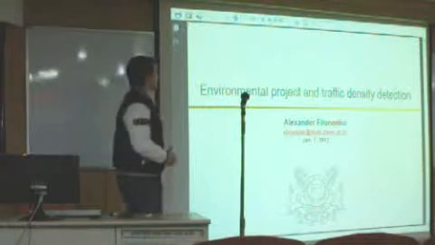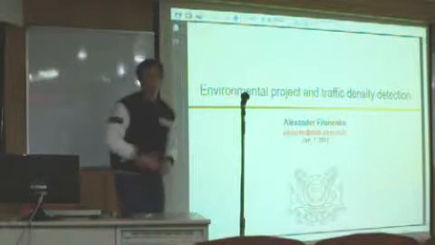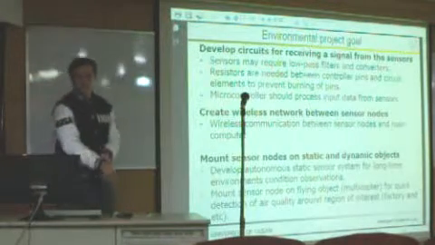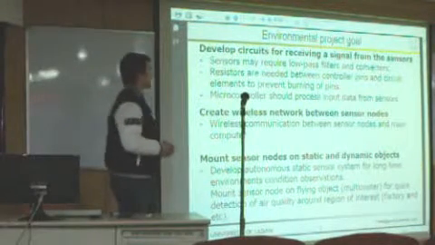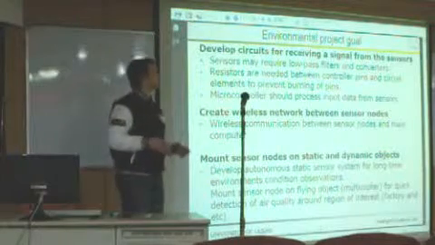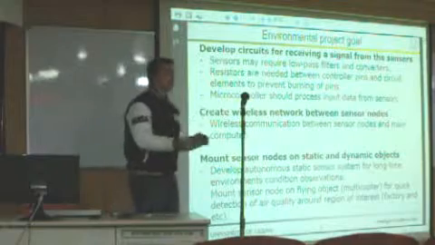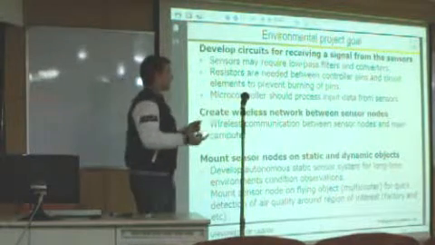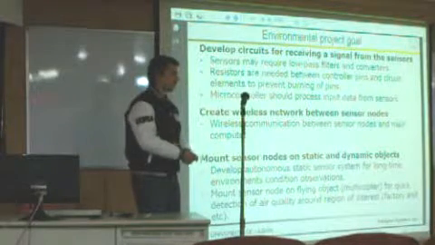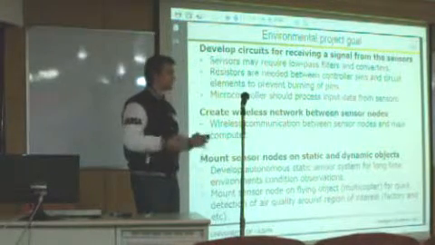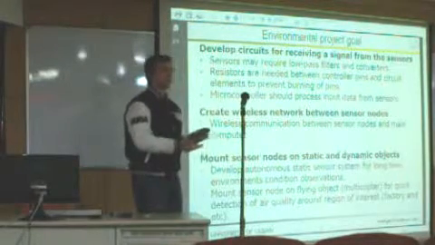Today I'll tell you about the environmental project and, second, research strategies for detection. First is the environmental project. Many goals develop circuits for receiving signals from the environmental sensors. Sensors can sense temperature, humidity, and a lot of gases like SO, CO, CO2, carbon dioxide, carbon monoxide, and we can detect dust and cigarette smoke.